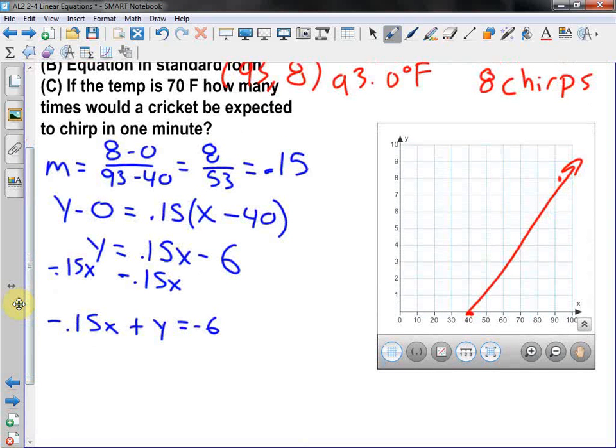Last thing it says is the temperature is 70 degrees Fahrenheit. How many times would a cricket be expected to chirp in 1 minute? 4 times. Now we can do this a couple different ways. How do you get 4 so quick? Because I went to the graph. We can look at the graph and we can say 70 and go hit the graph and go over and we get 4, right? That's one way. What's another way we could do it?